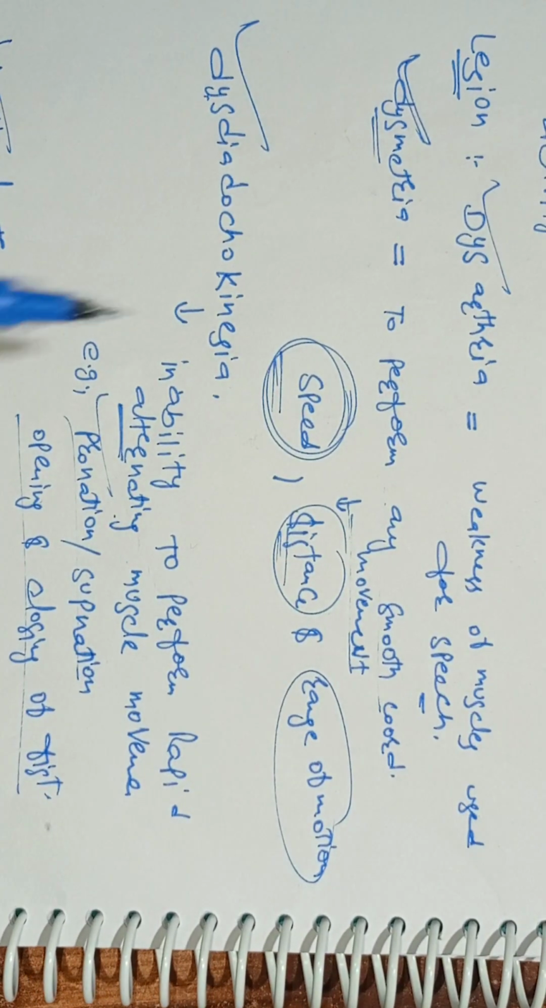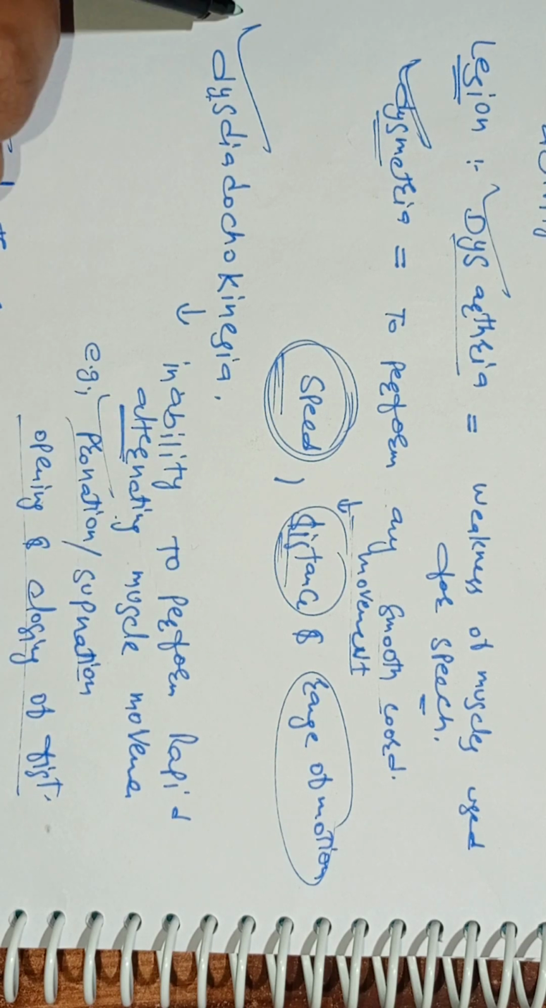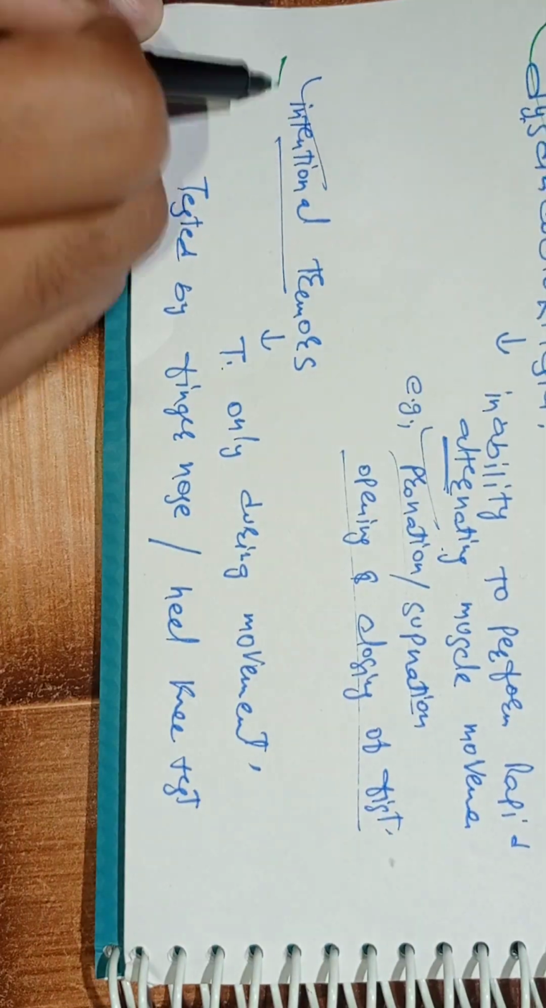So this is the third morphological division of cerebellum, that's neocerebellum, and its lesion will result in dysarthria, its lesion will result in dysmetria, inability to calculate speed and distance, its lesion will result in dysdiadochokinesia, and its lesion will result in intentional tremors.